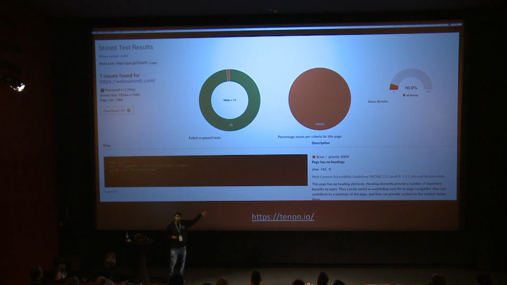So it gives you a snapshot. This is a snapshot of Tenon, which gives you the information about what is wrong and what is right, how many issues there are on this website which I have analyzed, and it gives you the code to make it better, as well as a suggestion in the description why it is wrong.